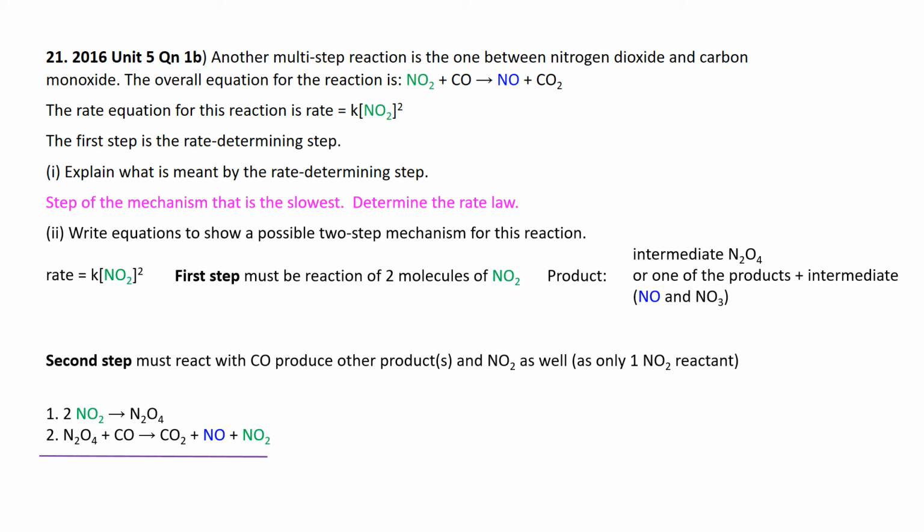In other words, when we add up these two steps, the N2O4 intermediate cancels out, and the NO2 we made in step 2 cancels out with one of the NO2s we used in step 1, giving us the overall equation.